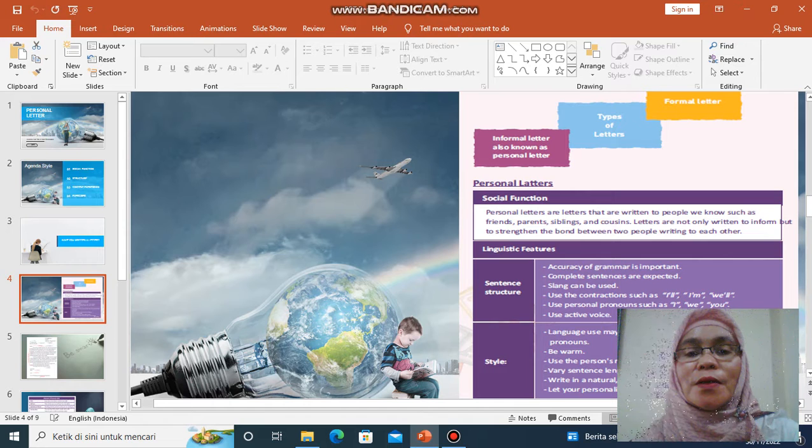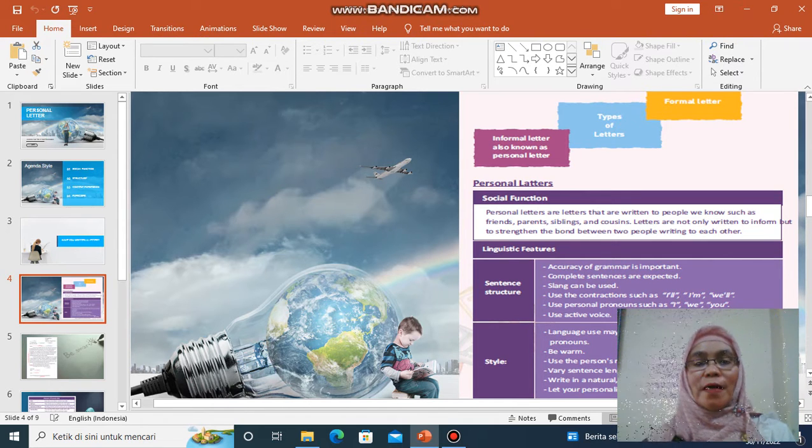Okay, let's look at the personal letters. Social function. What is a social function? Personal letters are letters that are written to people we know, such as friends, parents, siblings, and cousins. Letters are not only written to inform, but to strengthen the bond between two people writing to each other.